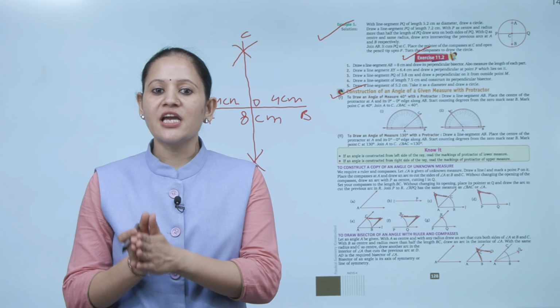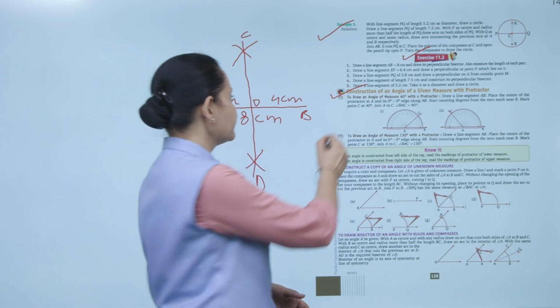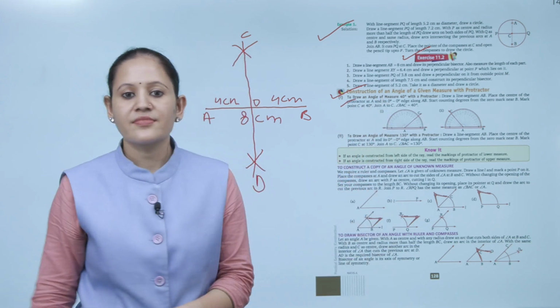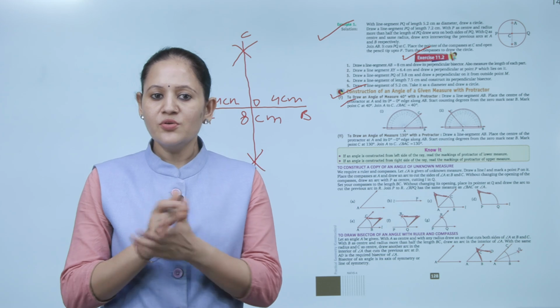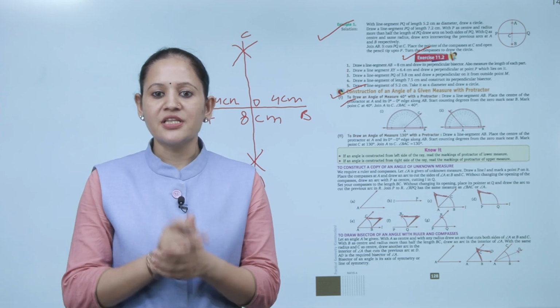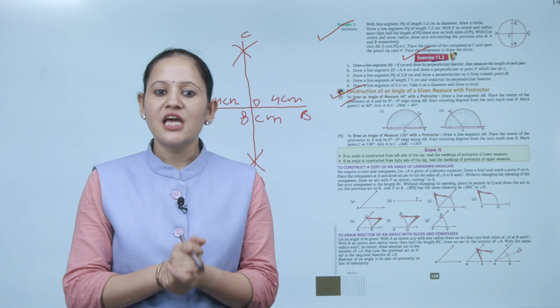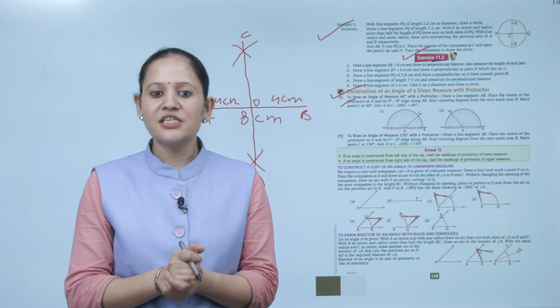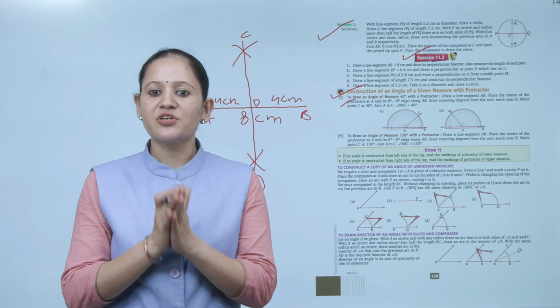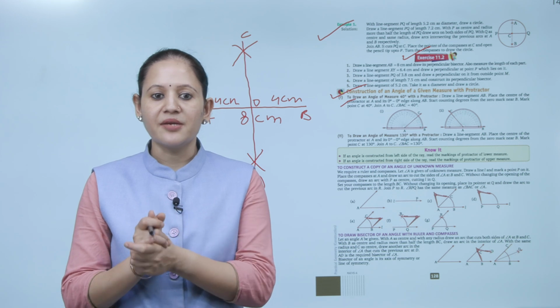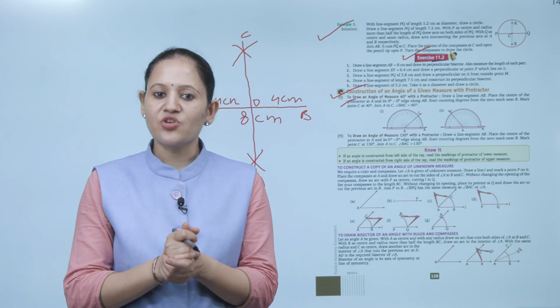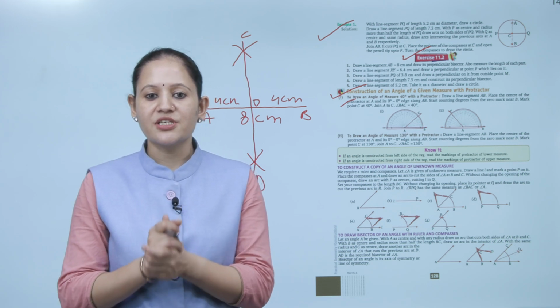First one is to draw an angle of measure 40 degrees. To draw an angle of 40 degrees with the help of protractor, draw a line segment AB, place the center of the protractor at A and 0 degree edge along AB. Start counting degrees from the 0 mark near B. Mark the point C at 40 degrees, join A to C, that is angle BAC 40 degrees.